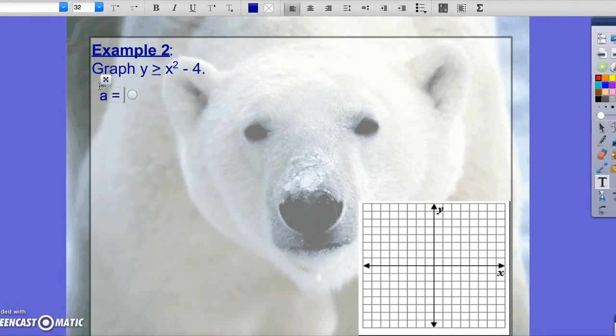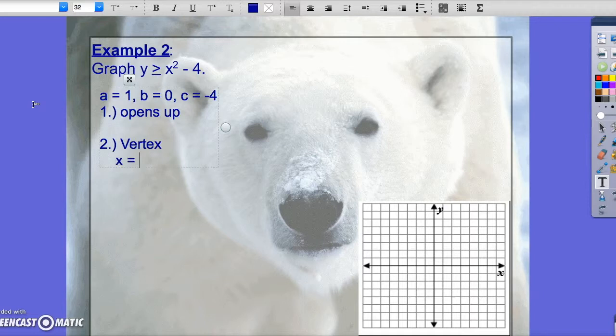So let's try another one. Once again, we're going to do the same thing again. Label your A, B, and C. Step 1, you should know it opens up because A is a +1. 2, we're going to do the vertex. And it might not be a bad idea, if you are getting the hang of it, to actually stop the video and see what you get and then compare with me. Just to see if you're getting it right, because really it's a review of what we've been doing.